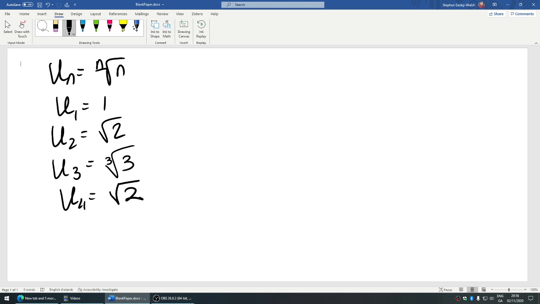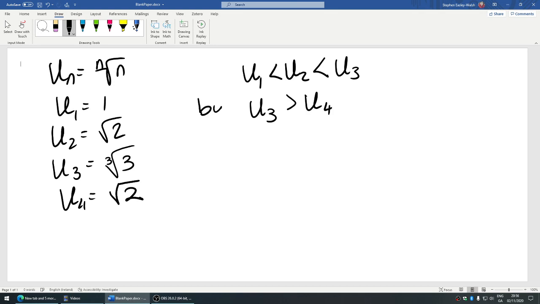So we can see that u2 is bigger than u1, and u3 is bigger than u2, but then it flips around. u3 will be bigger than u4. This is slightly more than the square root of 2.